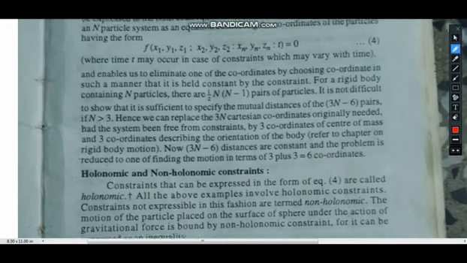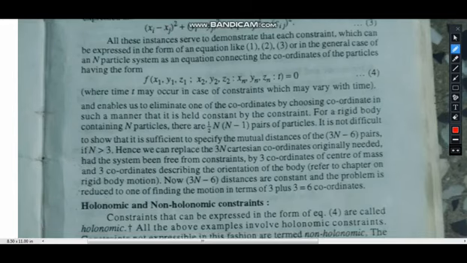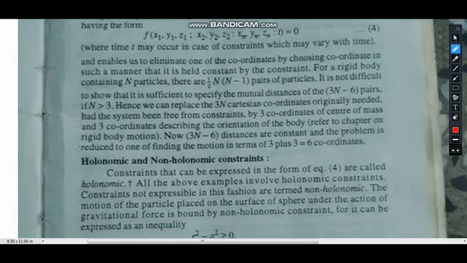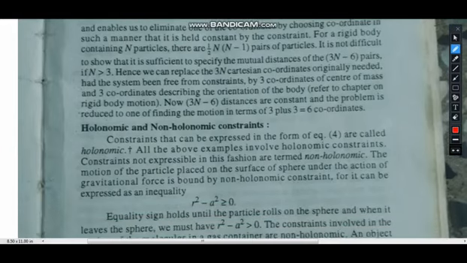The example is this equation, xi minus xj the whole square. These are all examples of holonomic constraints. So constraints which can be expressed in this manner are called holonomic constraints. All the above examples we saw involve holonomic constraints. Then constraints which are not expressible in this fashion are called non-holonomic constraints. So up to this, this is the definition for holonomic constraint.